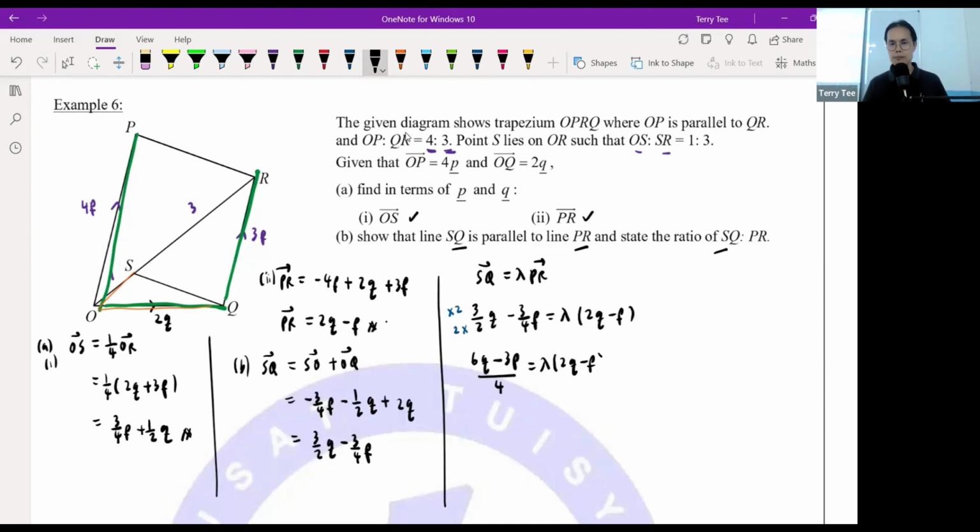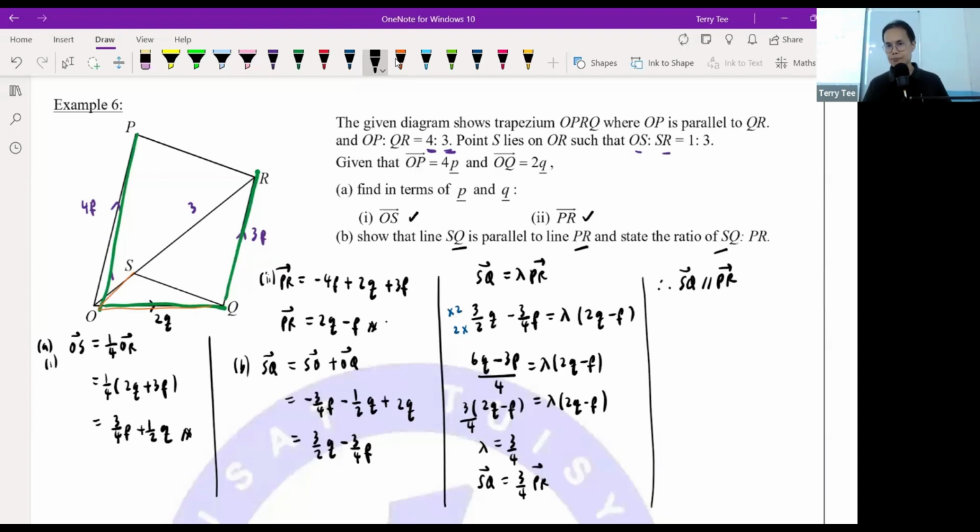I'm doing it very slowly here. Then you take out 3. You're left with 2Q minus P over 4. The over 4, I put it outside. With that, you can figure out what's the lambda, right? My lambda is 3 over 4. So meaning my SQ is 3 over 4 PR. If you can show that the first vector is a multiple of the second vector, meaning SQ must be parallel to PR.